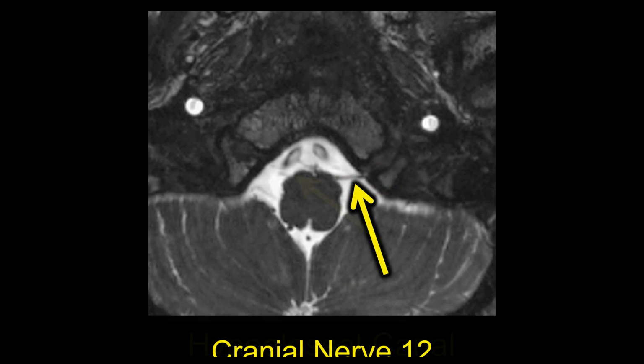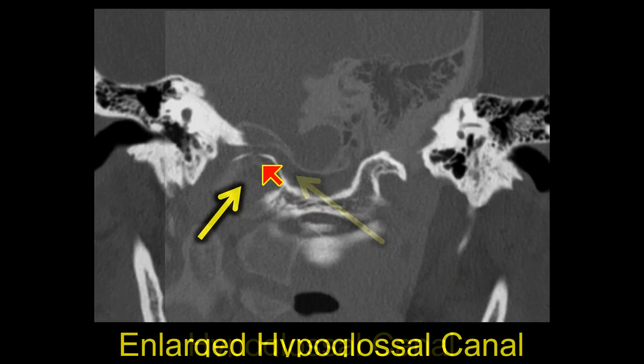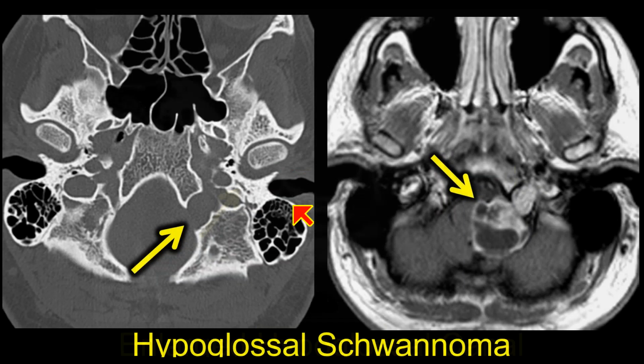Again, in the coronal view, 9, 10, and 11 going through the jugular foramen over the head of the bird, 12 is coming under the beak. And if we have elongation of the beak of the bird, like in this case, similar to that one we saw earlier, we think about a hypoglossal schwannoma.